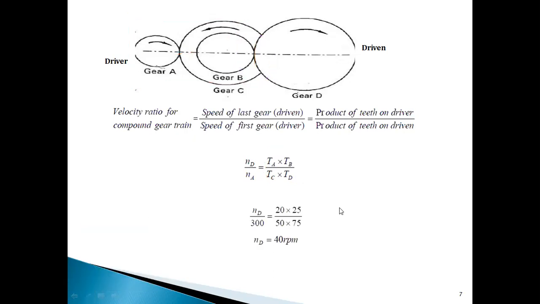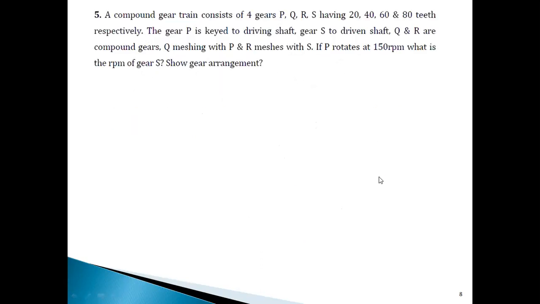So now we have the simplification. What do you get for the value of ND? It is 40 RPM. And what is the direction of this driven gear? If you observe, right now it is rotating in the clockwise direction.